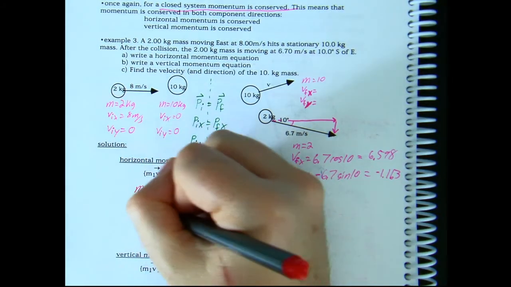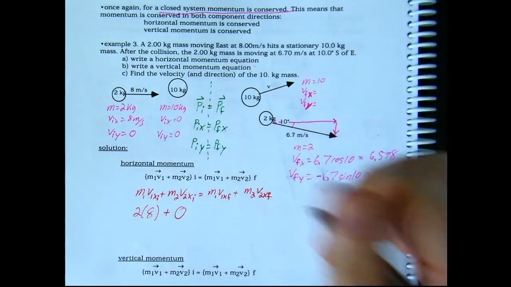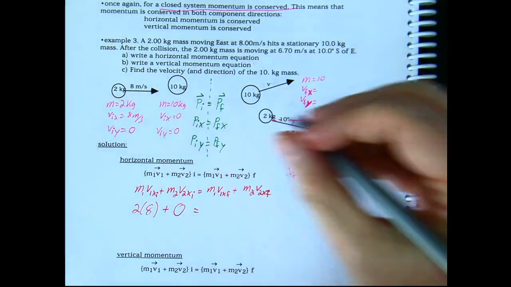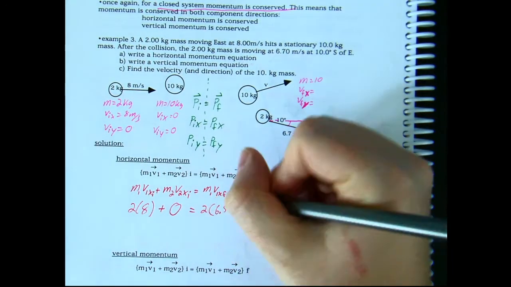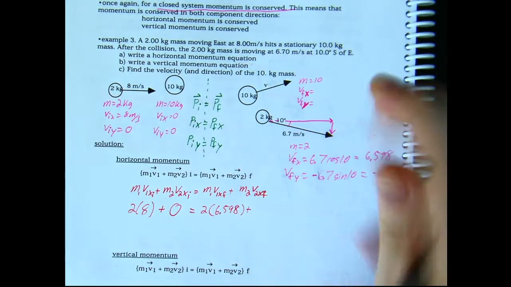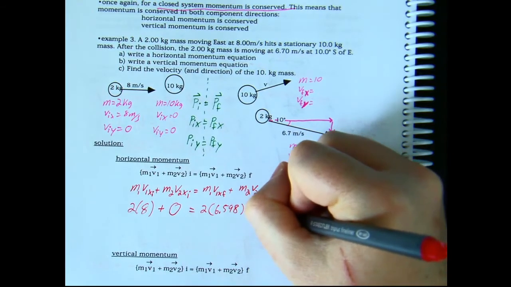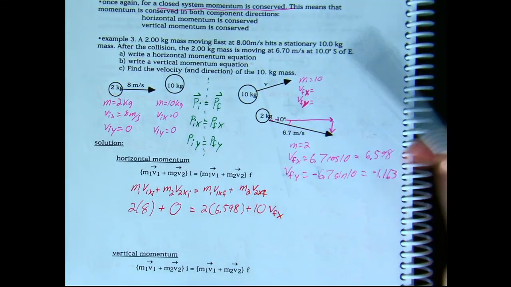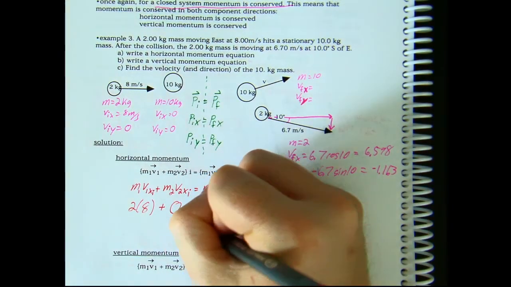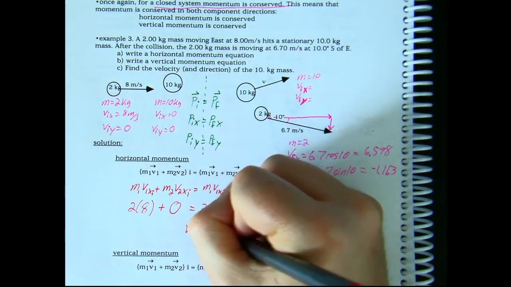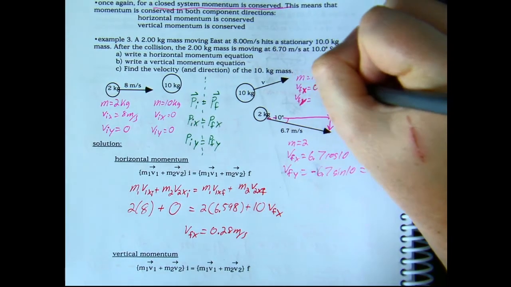So this is going to be 2 times 8 plus 0. We like that. That's going to equal the mass of 2 times 6.598 plus the mass of 10 times v final x, that guy we're looking for right there. We can solve this relatively easily. We're going to get v final x is going to be 0.28 meters per second. So that's this guy there, 0.28 meters per second.